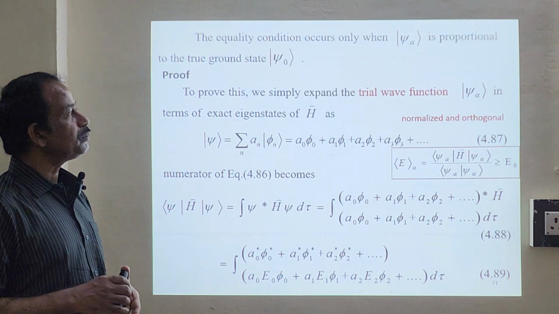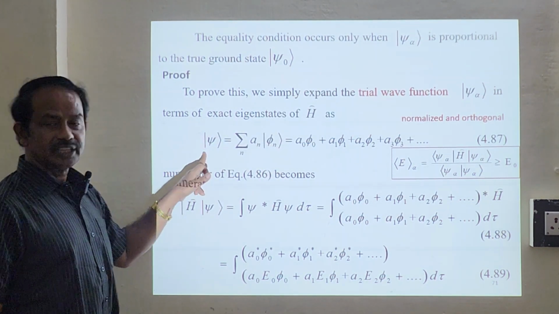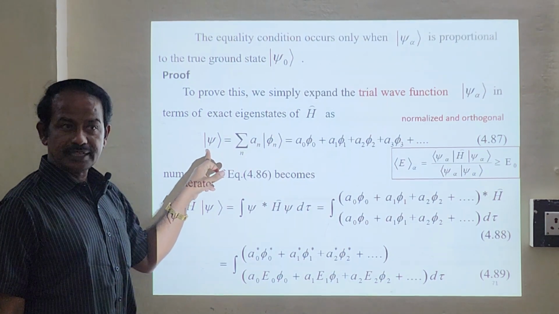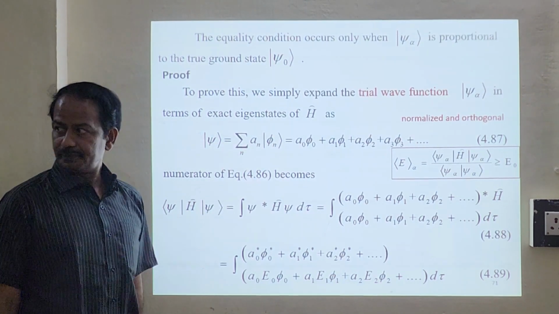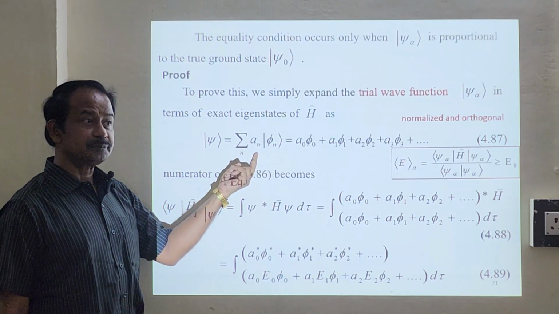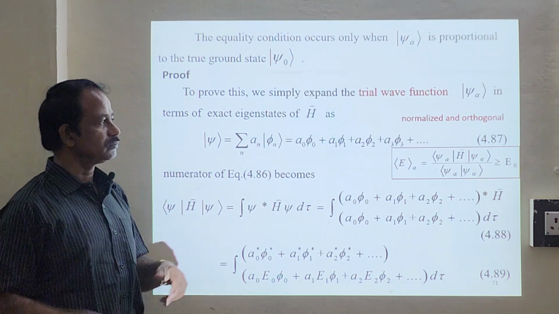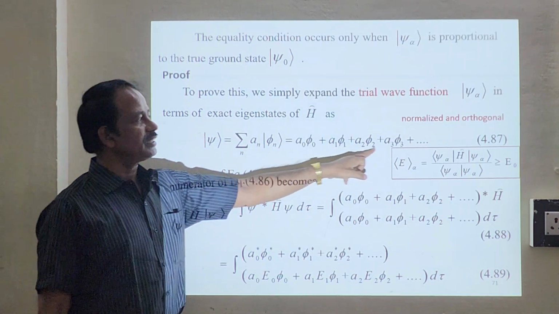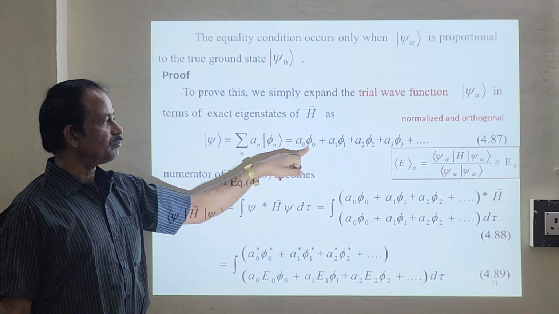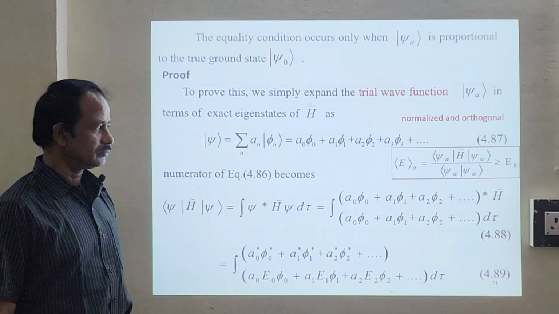To prove this, we simply expand the trial wave function psi of alpha. By the expansion theorem, we know that the wave function can be expanded like this, as we have seen earlier. A naught is the expansion coefficient, and phi n goes like phi 0, phi 1, phi 2. So this can be expanded like this: A naught phi 0 plus A1 phi 1 plus A2 phi 2, and it goes on.